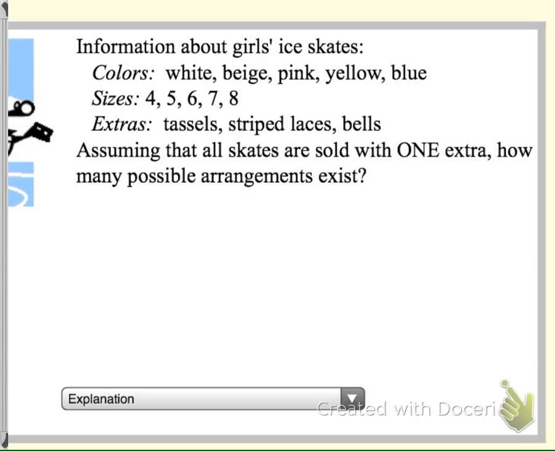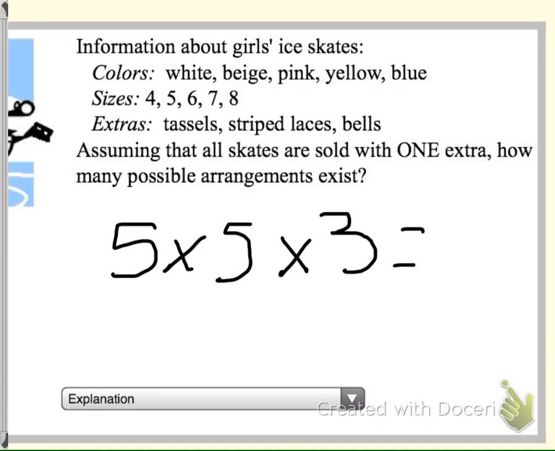So for this one, you should have done 5, the number of color choices, times 5, the number of size choices, times 3, the extras that you can add to your skates, and this time the correct answer would be 75.